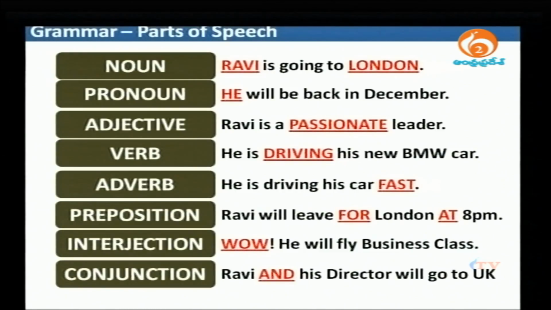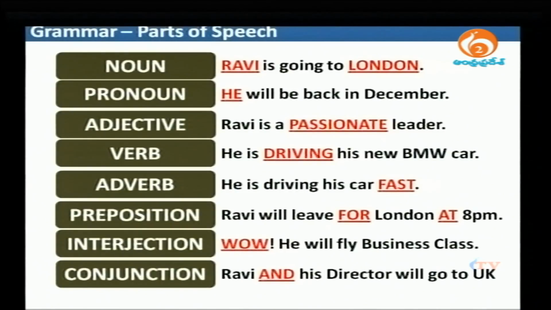Pronoun is a substitute for noun. Instead of saying Ravi will be back in December, I can just say he will be back in December. So he is a pronoun. Adjective. Ravi is a passionate leader. Now adjective is something that qualifies the noun. It adds a quality to the noun. Alright. That's why in Ravi is a passionate leader, the word passionate is an adjective.